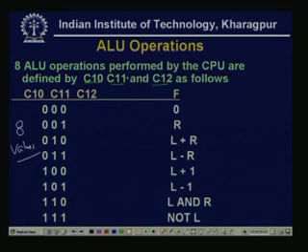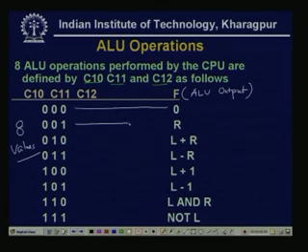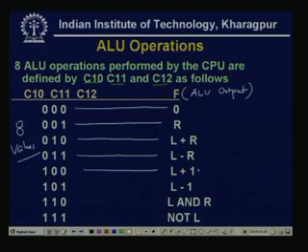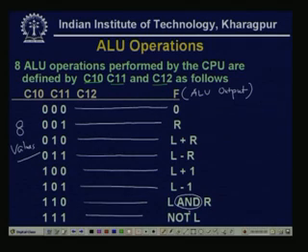Say 0 0 0 means ALU output is 0. F is the ALU output. If it is 0 0 1, then ALU output is simply the value of register R. If it is 0 1 0, it is L plus R. 0 1 1 is L minus R. 1 0 0 is L plus 1. 1 0 1 is L minus 1. 1 1 0 is L and R, a logical AND. 1 1 1 means not L, that means complement, again a logical operation. So, these are the 8 ALU operations defined for this example CPU.